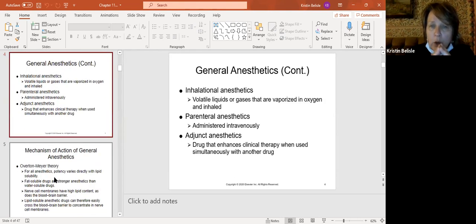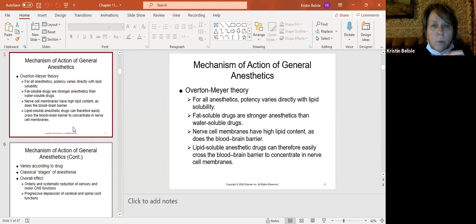We can inhale, giving volatile liquids or gases, in a general anesthetic. We can give it parenterally, and that is where we administer IV anesthesia. And there are adjunct anesthetics that we can use and give at the same time to get that effect. We see the combo a lot when we're intubating patients. We can give something that's fast acting but will paralyze everything, and then we can just get in there and get it done.